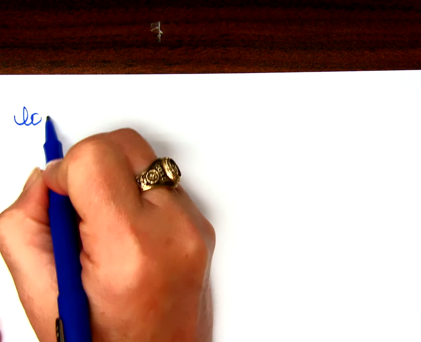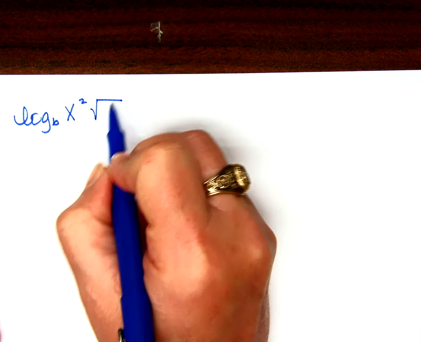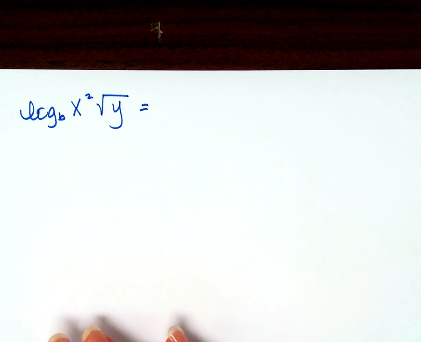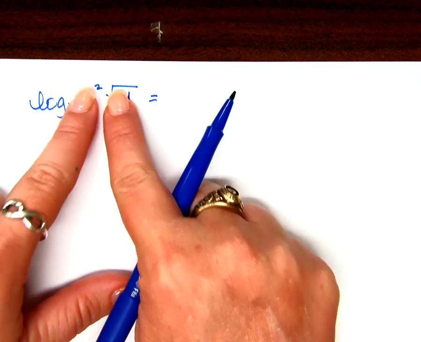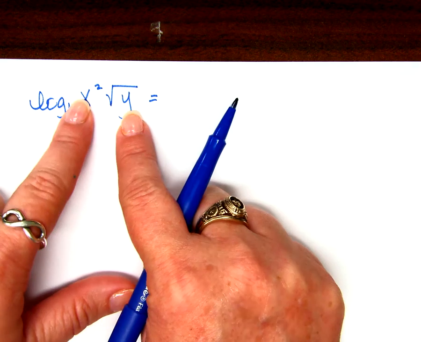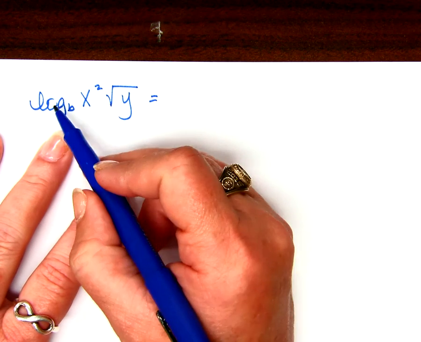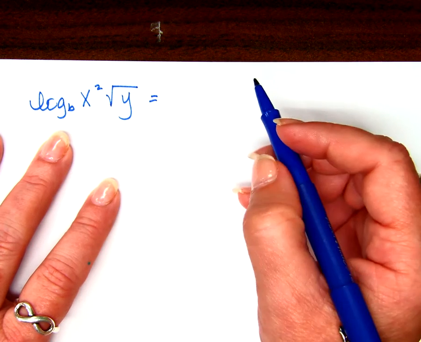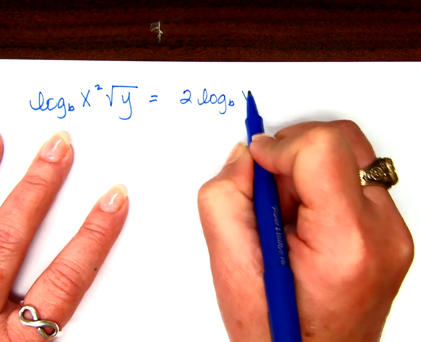Log base b of x squared, the square root of y. And I would like you to please expand this. Well, for expanding it, that means we're going to have the log base b for each one of the terms. So in this case, I'm going to write log base b twice because there's two terms here, right? Okay. So what happens with this first term? It would be log base b of x squared, but we know what's going to happen to the squared. Yeah, it's a multiplier, right? So 2 log base b of x.